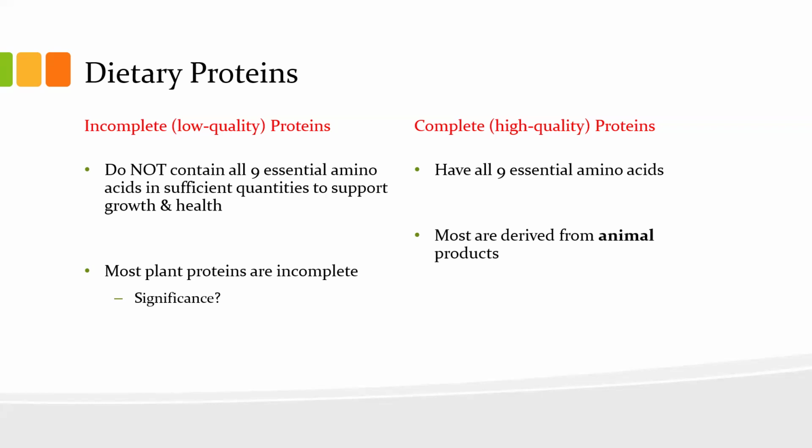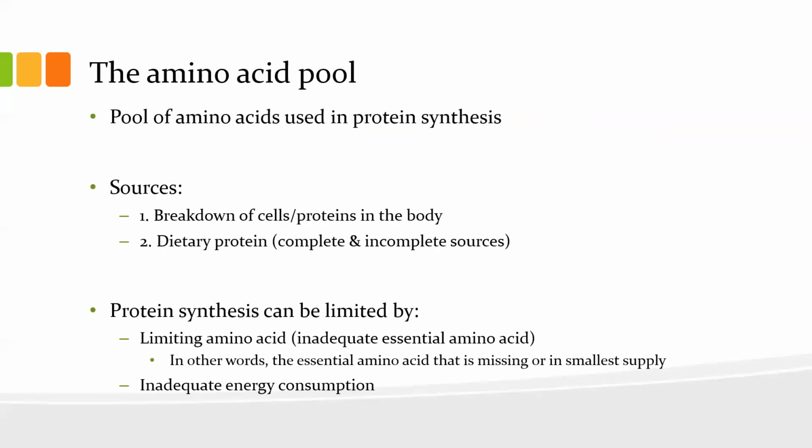So let's take a look at why the body needs amino acids. Now, the reason the body needs proteins is to get the amino acids to join in what we call the amino acid pool. The amino acid pool consists of all the amino acids available for protein synthesis. And you get those amino acids, of course, from your dietary proteins and then the breakdown of other proteins in the body. Protein synthesis can be limited by the availability of those essential amino acids. So if you're not getting them through your diet, your body is in big trouble.